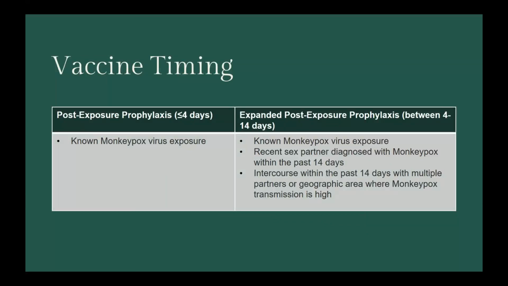So there is post-exposure prophylaxis where there's known monkeypox virus exposure either through contact tracing or case investigation. This would typically be best achieved within 4 days. There's also the expanded post-exposure prophylaxis for anyone with a recent sex partner diagnosed with monkeypox within the past 14 days, or intercourse within the past 14 days with multiple partners, such as group sex or sex at commercial venues or events or geographic areas where transmission is high. There's unfortunately no current guidance on whether you are able to give the vaccines with other routine vaccines.